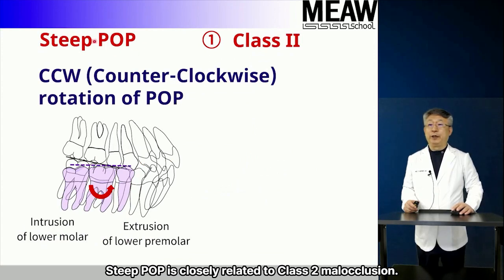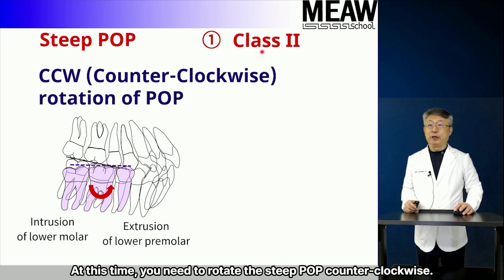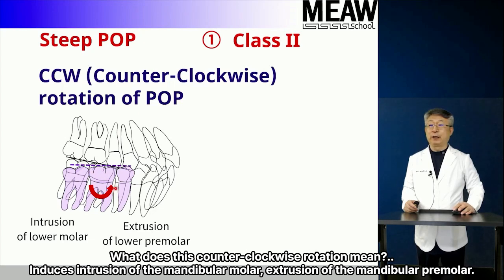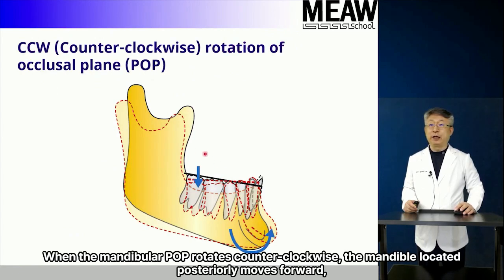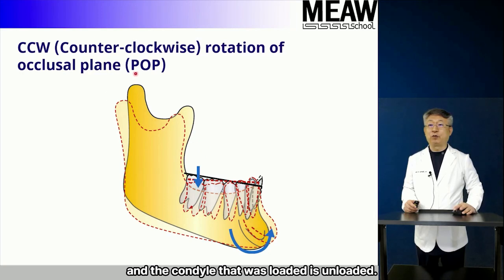Steep POP is closely related to class 2 malocclusion. At this time, you need to rotate the steep POP counterclockwise. What does this counterclockwise rotation mean? It induces intrusion of the mandibular molar and extrusion of the mandibular premolar. When the mandibular POP rotates counterclockwise, the mandible located posteriorly moves forward, and the condyle that was loaded is unloaded.